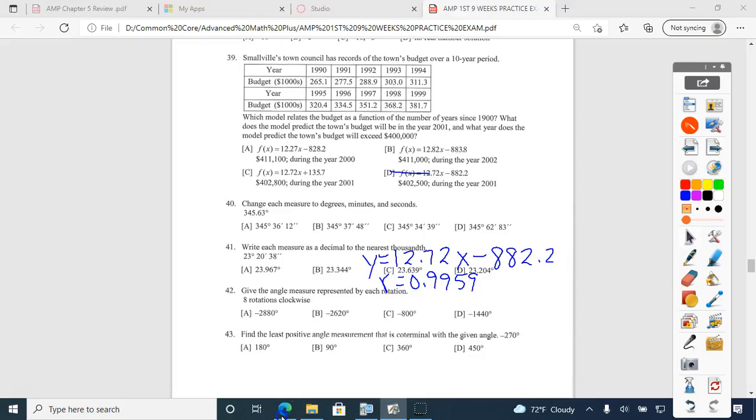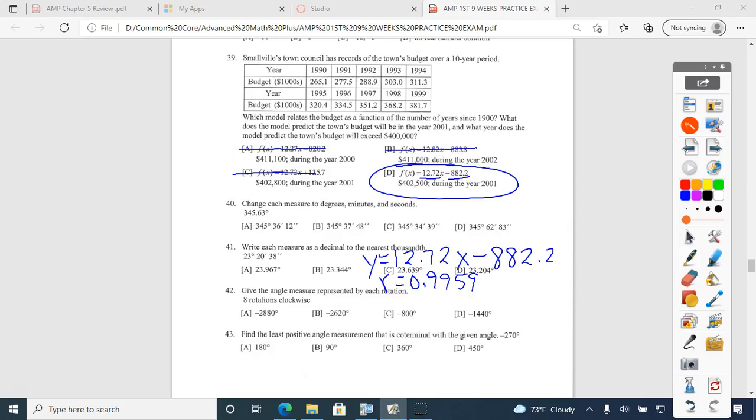So let's see what we have to choose from. So here's my answer, 12.72. So this is not correct. This is not correct. It's got to be C or D. So here's my 12.72, and there's my negative 882.2. So this one does not have the negative, so it's got to be D. Bada boom, bada bing.